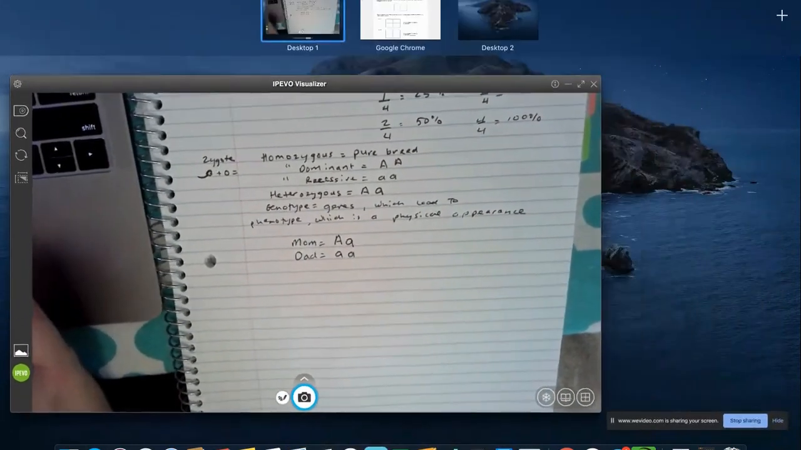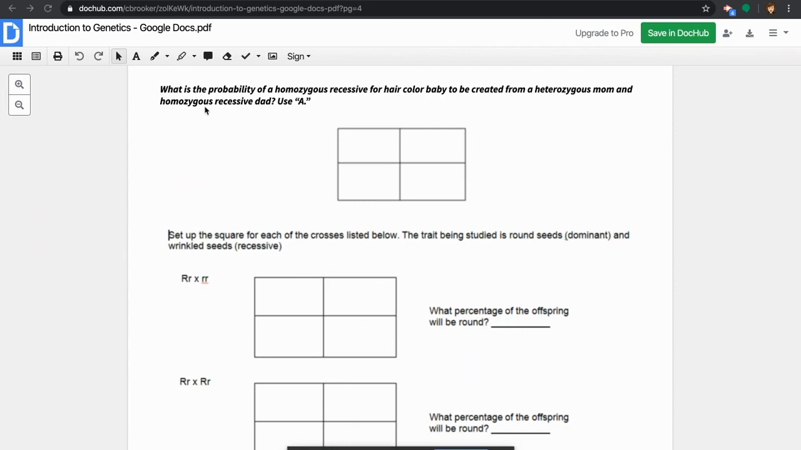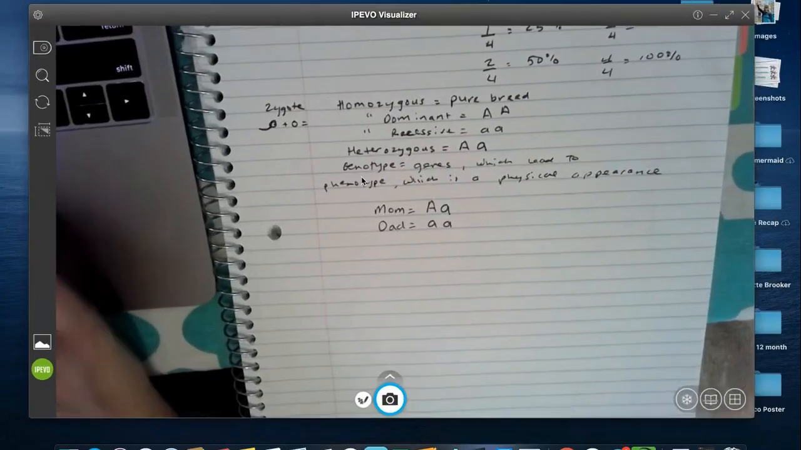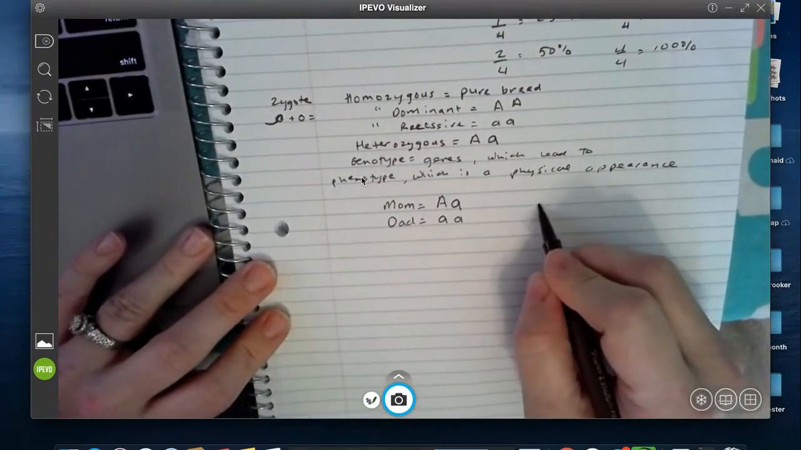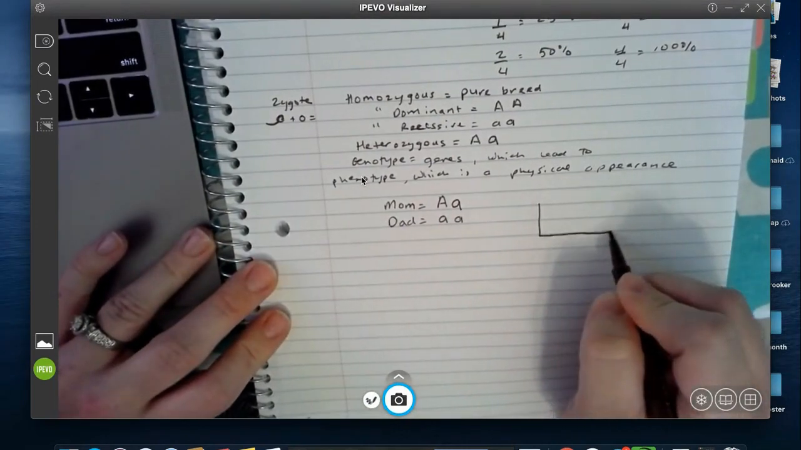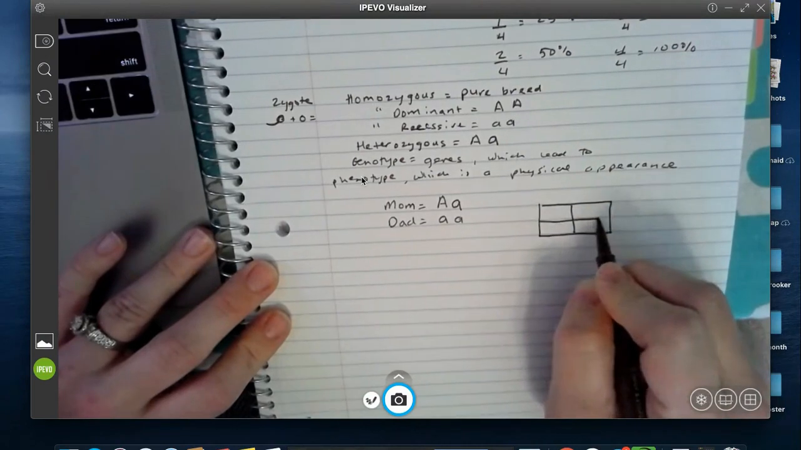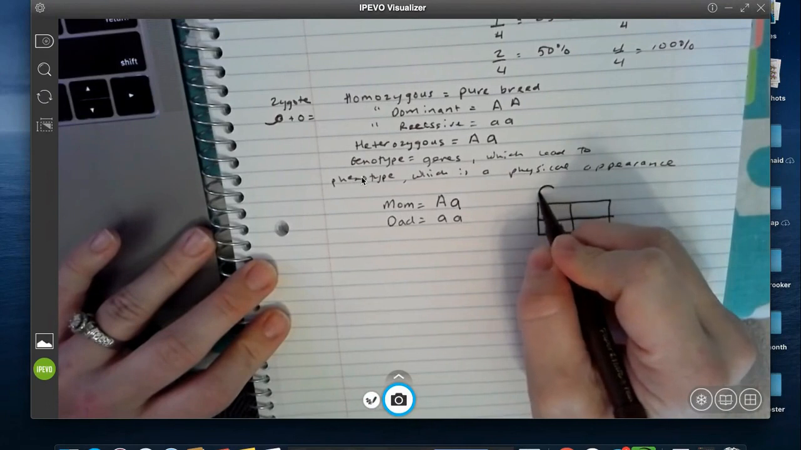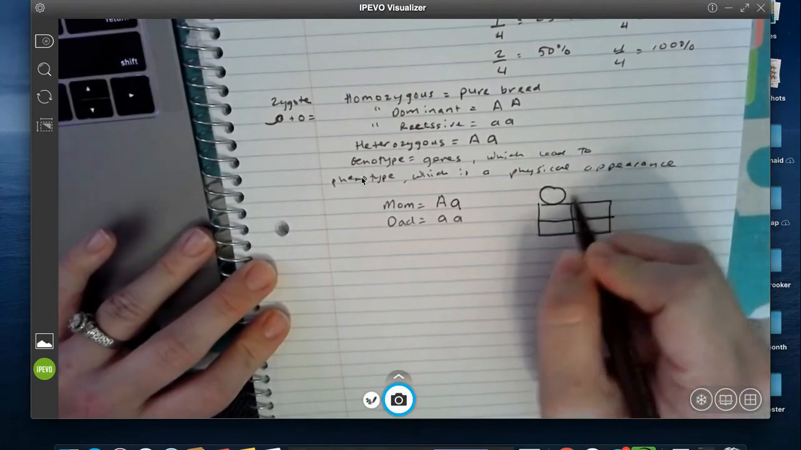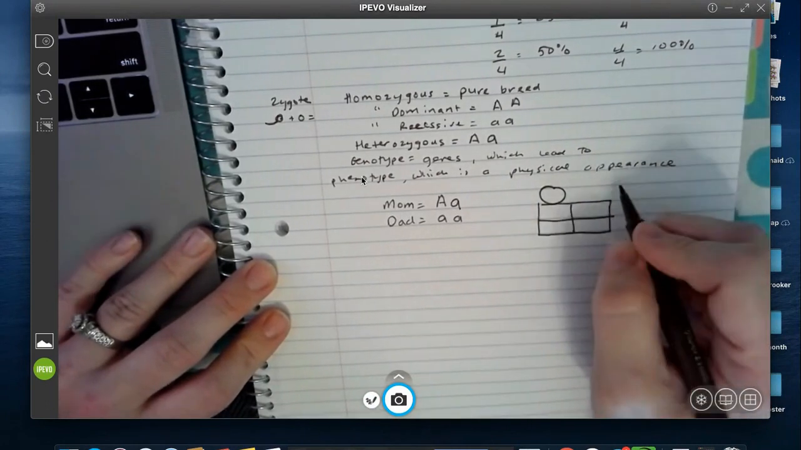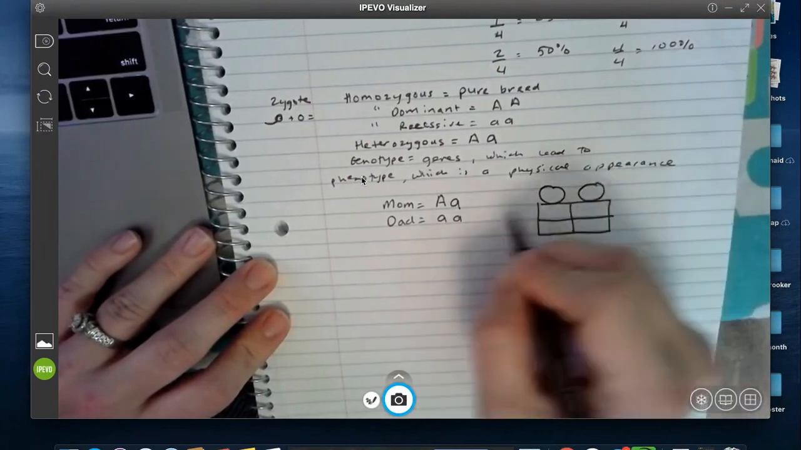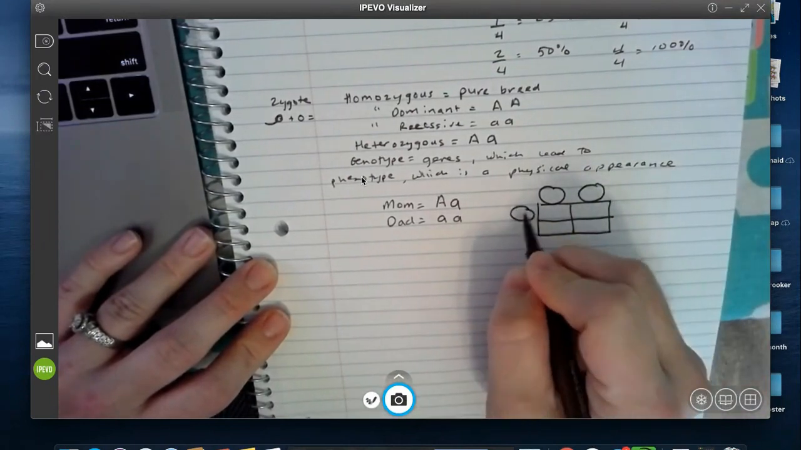So let's see what the question was. What is the probability of a homozygous recessive for hair color baby to be created from a heterozygous mom and a homozygous recessive dad? All right. So I draw my Punnett square. A Punnett square is always a 2x2 box like this. I have 4 boxes in there. So the top is usually where you put the female, but you'll get the same answer if the eggs are over here or if the eggs are up here. And the sperm usually go on the side.